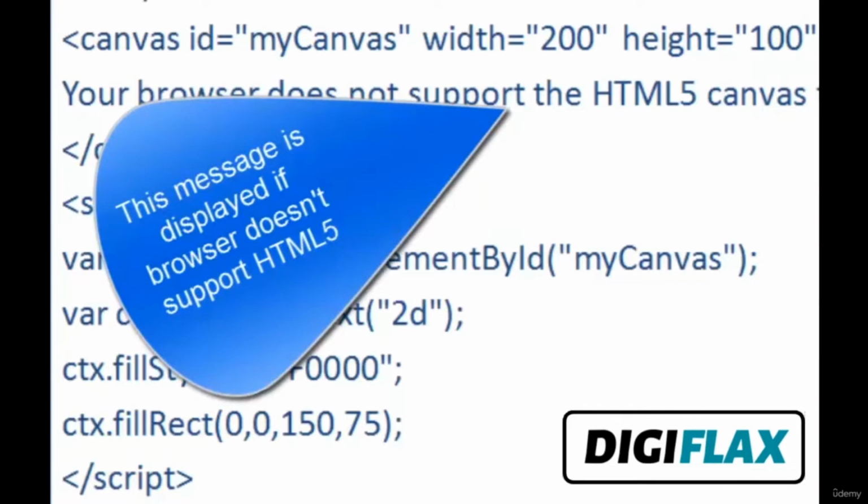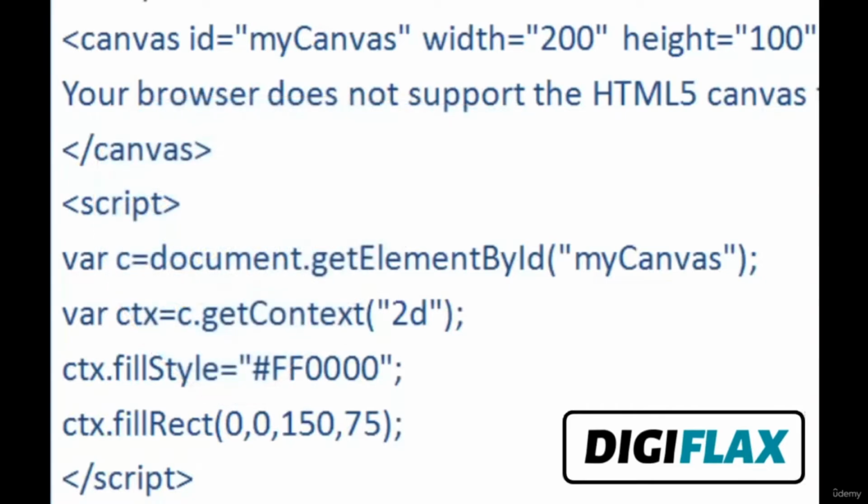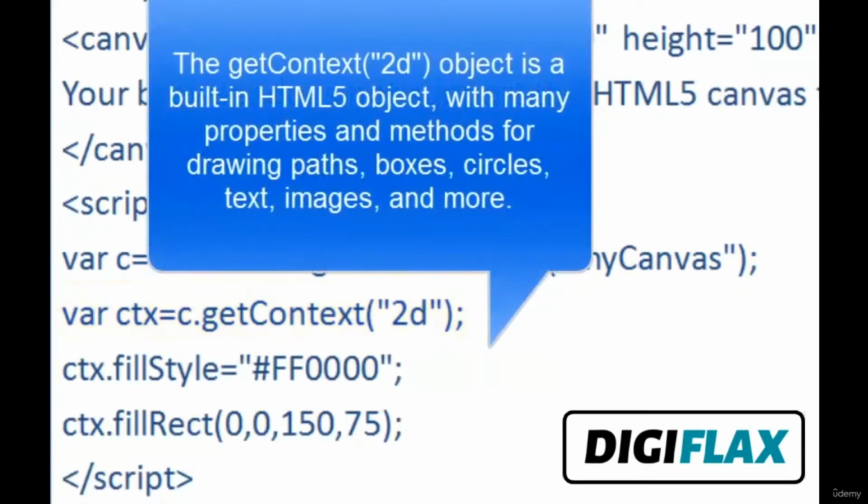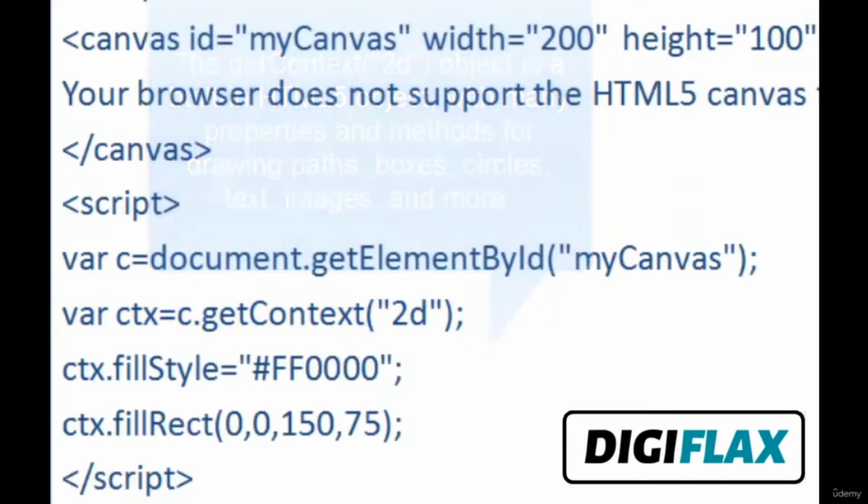So in JavaScript, first of all, we are getting the reference to our canvas element using the document.getElementById method. Then comes the getContext object. The getContext object is a built-in HTML5 object with many properties. Here we must specify the 2D parameter, which stands for two dimension.